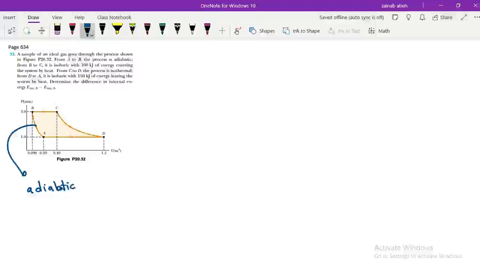From B to C, it is an isobaric process with 100 kilojoule of energy entering the system by heat. So we have a QBC. This is QBC. It's the energy entering the system by heat. It's equal to 100 kilojoule. When he says entering, he means it's absorbed by the system. So I have to write Q as a positive value. I don't write it as minus 100. It's a plus 100 kilojoule.